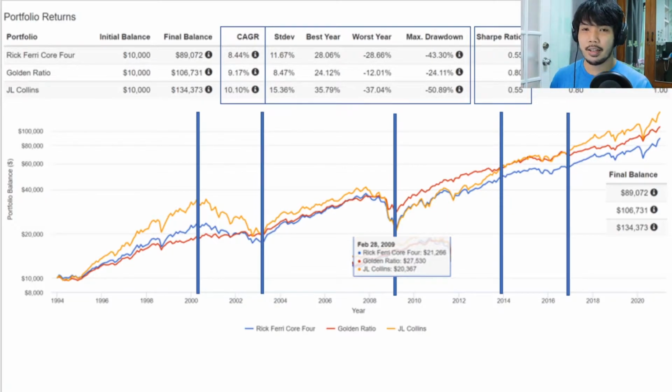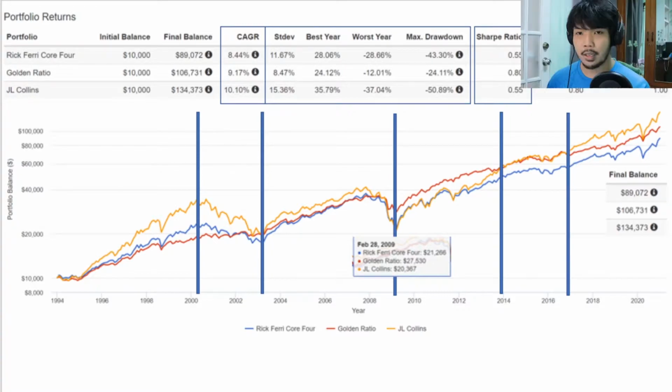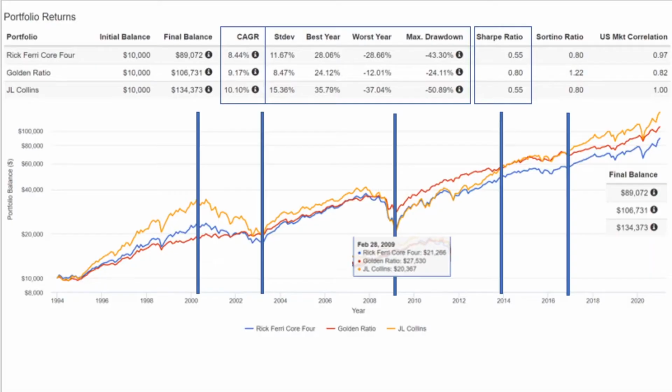So, for the sake of reinforcing yung Sharpe Ratio concept, no? So, tingnan muna natin yung Sharpe Ratio. So, makikita nyo dito, yung Sharpe Ratio niya is 0.55 for the Rick Ferry Core 4, 0.8 for the Golden Ratio, and 0.55 sa JL Collins. So, you can pause the video for now. After some thinking siguro, you would have thought na mas maganda yung risk versus reward ni Golden Ratio. Tas parehas lang yung risk versus reward ni Rick Ferry Core 4 at saka ni JL Collins.